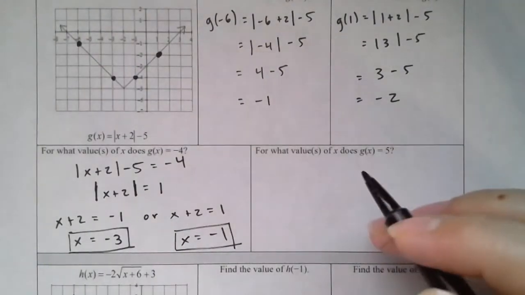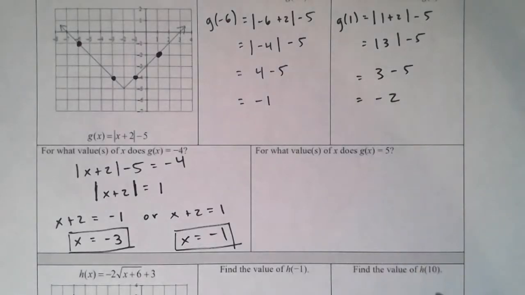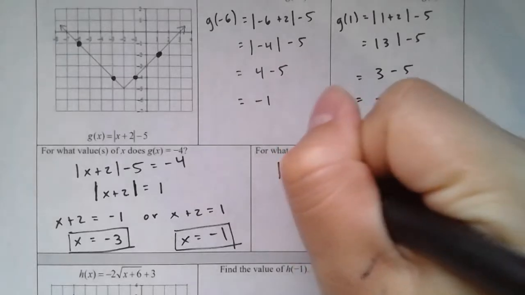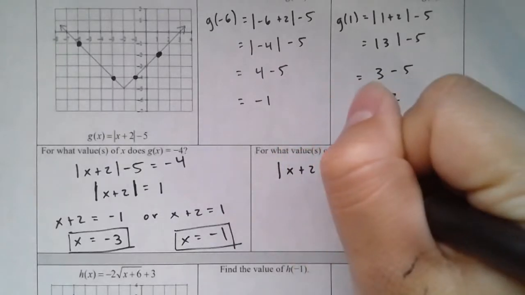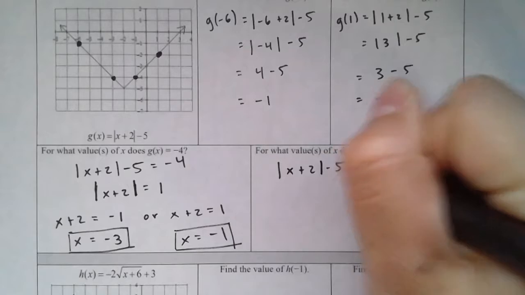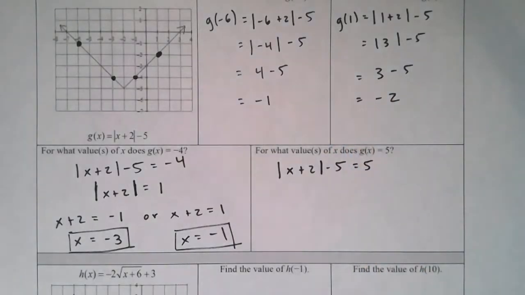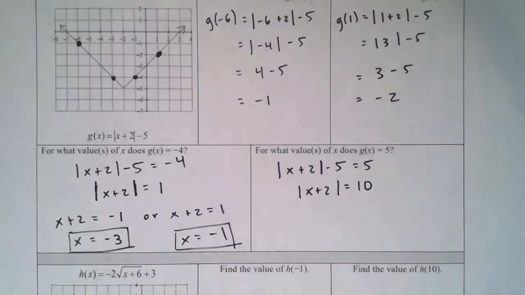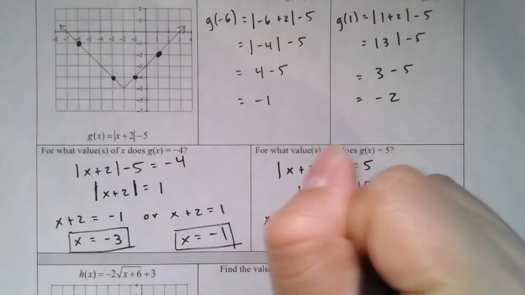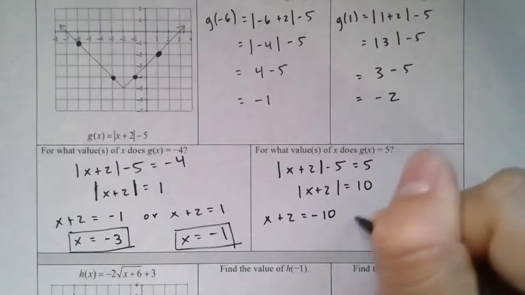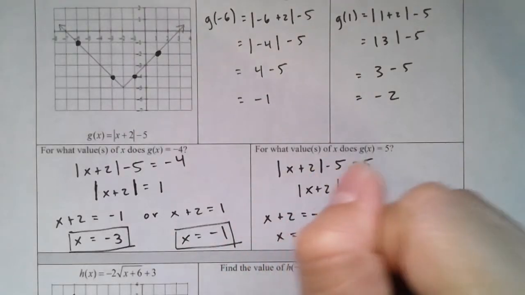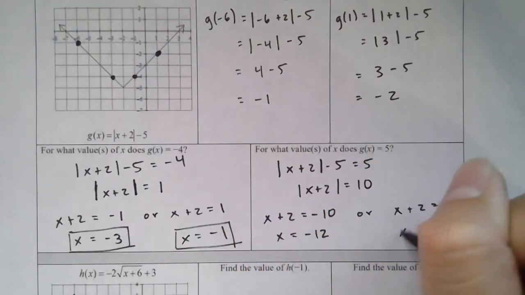Alright, for what values of x does g of x equal 5? So same thing, what you just did. The absolute value of x plus 2, minus 5, is equal to 5. Add 5 to both sides, you get the absolute value of x plus 2 is equal to 10. Then split it: x plus 2 is equal to -10, or x plus 2 is equal to +10. So x is equal to -12, or x is equal to 8.